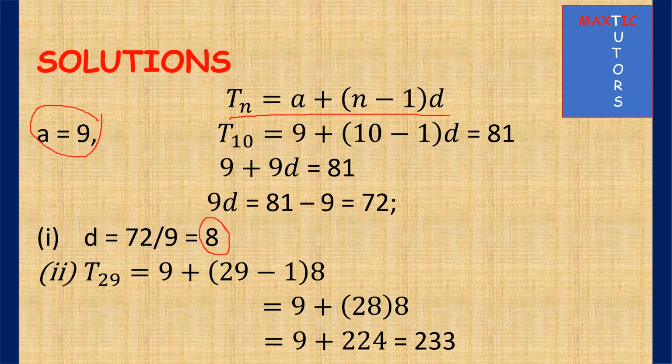Then how do we find the 29th term? That means when n is 29, a is still 9. So when you substitute that in the formula, then you get 233 as the 29th term.